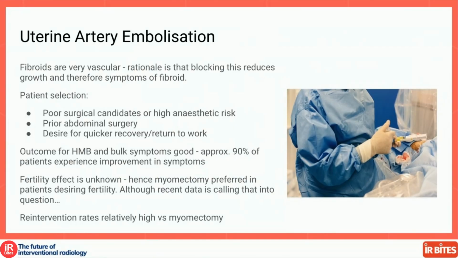And the outcome, particularly for bleeding, but also bulk symptoms, is good, and usually 90% of patients experience an improvement in their symptoms. The effect on fertility, however, isn't really known. So traditionally, myomectomy is preferred because we don't know the effects of embolization on fertility, so it's not recommended. Although there's a recent trial, the FEM trial, which had a surprising result that the pregnancy rate was higher in the fibroid embolization group, which has caused a bit of a controversy. But I think generally speaking, with the guidelines, the fertility effect is still relatively unknown.